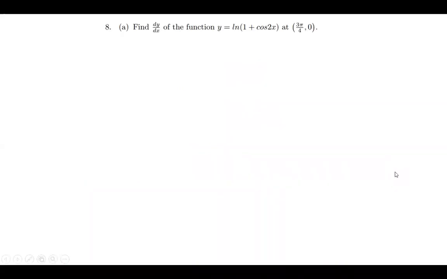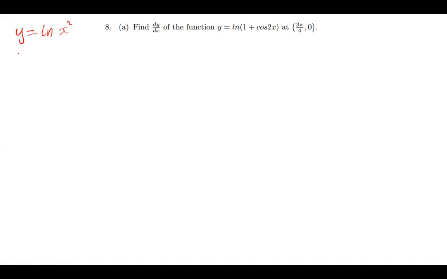So the first question was find dy dx. Find dy dx of the function y is equal to ln(1 + cos 2x) at 3 pi over 4. So what you need to understand here is that when you're differentiating a ln function, if you have y equal to ln, let's say ln x squared, let me just write the general form.